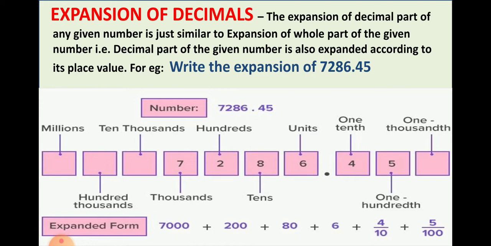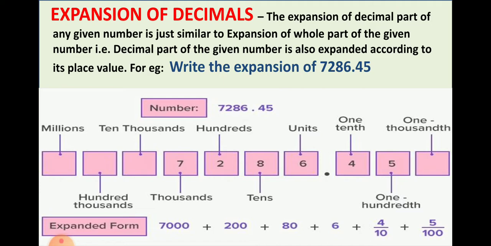Expansion of decimal. The expansion of decimal part of any given number is just similar to expansion of whole part of given number. That is, decimal part of given number is also expanded according to its place value. For example, write the expansion of 7286.45.